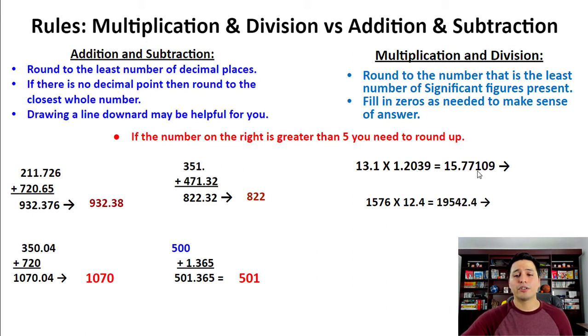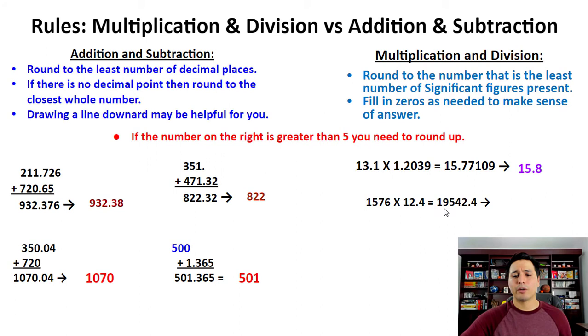So our final answer is going to just be rounded to 3 sig figs. So we're going to take 157, we're going to look to the right, it's greater than 5, so our final answer would be 15.8. Now next we have 1576 times 12.4. One has 3 sig figs, one has 4 sig figs, so our final answer must contain only 3 sig figs.